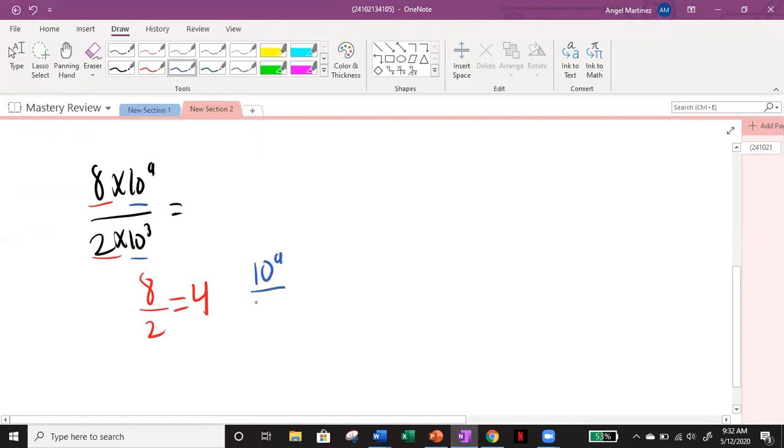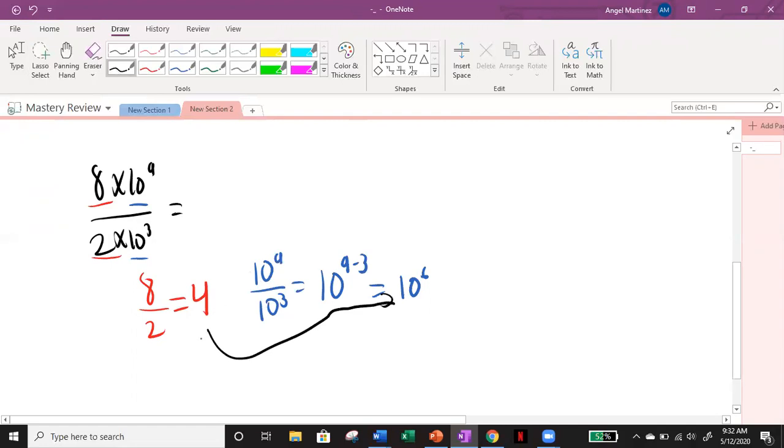10 to the 9 over 10 to the 3. So when you're dividing exponents, you're just going to subtract them instead of multiplying. So 10 to the 9 minus 3, which is 10 to the 6. And like last time, you just combine them together. So 4 times 10 to the 6. That's your answer. We got the 4 by dividing 8 by 2. We got the 10 to the 6 by dividing 10 to the 9 by 10 to the 3.